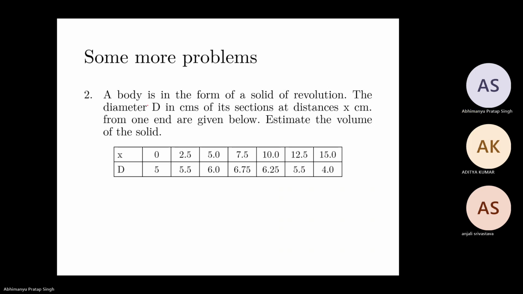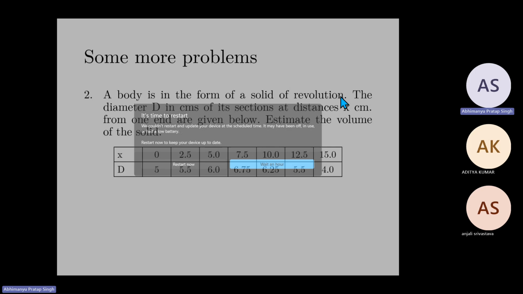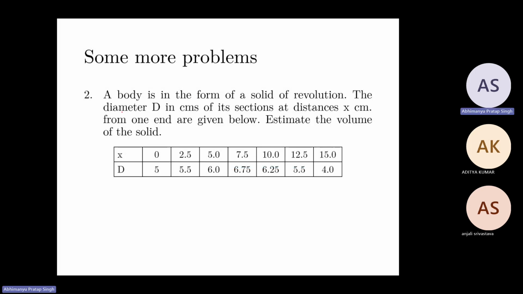What is happening over here is the body is in the form of a solid of revolution. The diameter d in centimeters of its section at distances x centimeters from one end are given below. Estimate the volume of the solid.